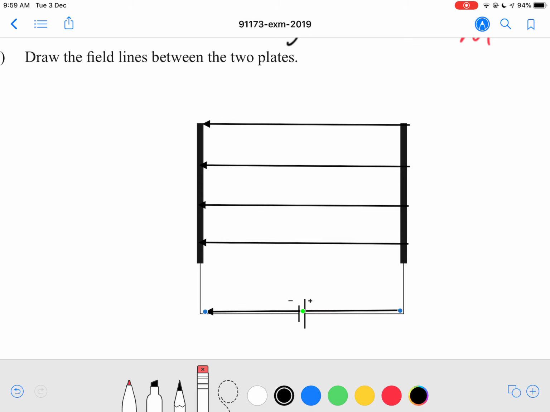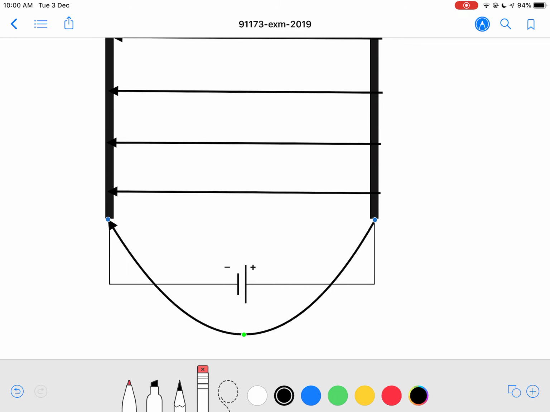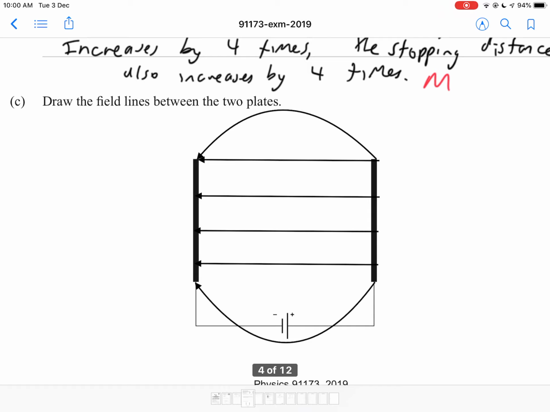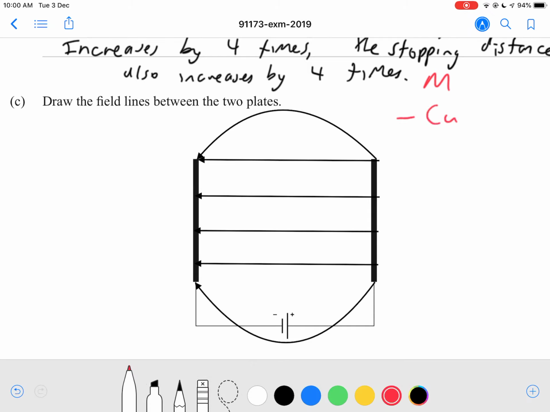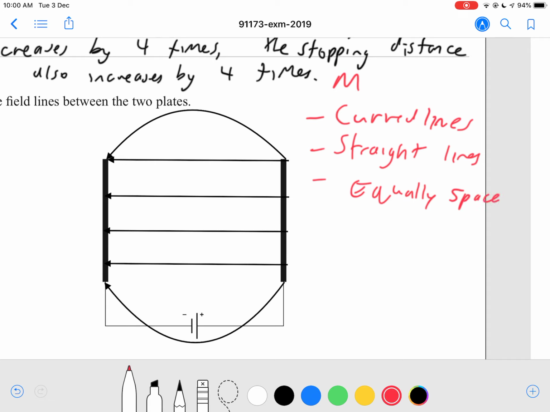And obviously do not forget the curved lines. It should look roughly something like this. So basically, things to note down are curved lines for the two on the end, and straight lines for the ones on the plate. We also have equally spaced. So all three of these should get you a merit grade. And in terms of getting an achieved grade, if you miss out the curved lines on the end, you'll get an achieved.